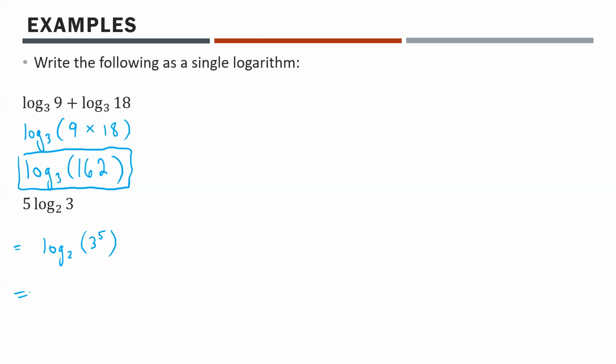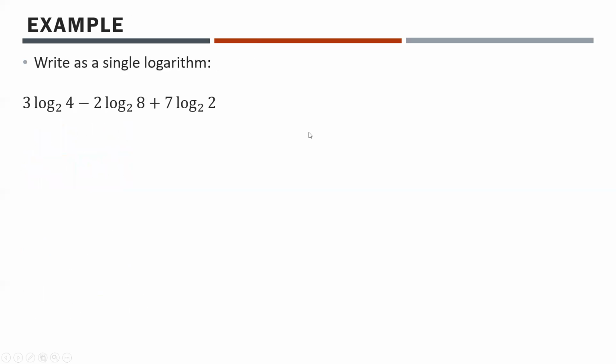And again, let's get an actual number in that rather than just some weird power. 3 to the power of 5 is equal to 243. So this is log base 2 of 243. Just using the laws of logarithms there, right? So we're just using those identities and throwing them through. Anyway, moving on. Write as a single logarithm.